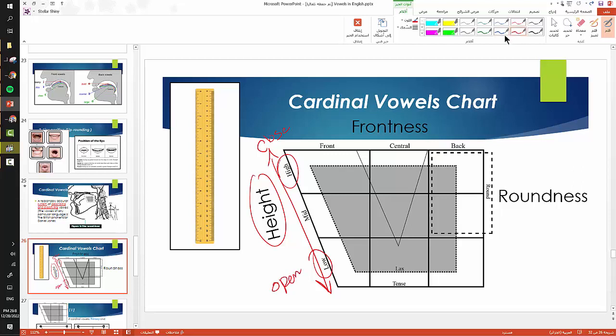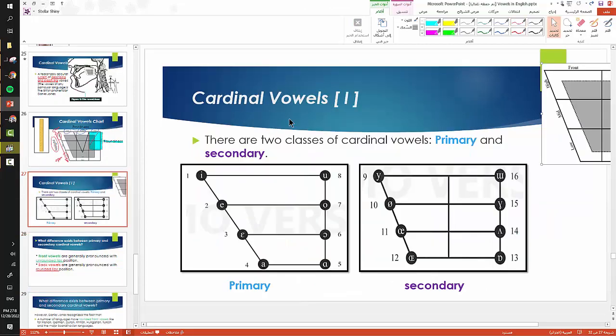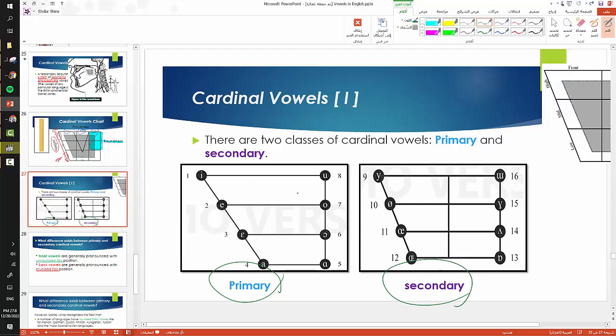And when we talk about frontness, we talk horizontally: front, central, back. And roundness is about this area. If the vowel is rounded, you can find it in this place. If it's unrounded, you can find it anywhere but this place. There are two classes of cardinal vowels: the primary and the secondary.